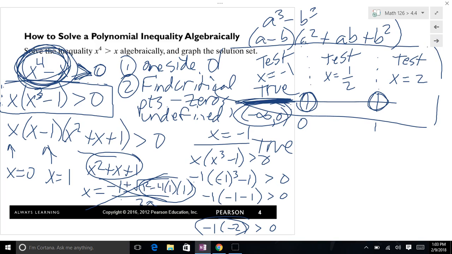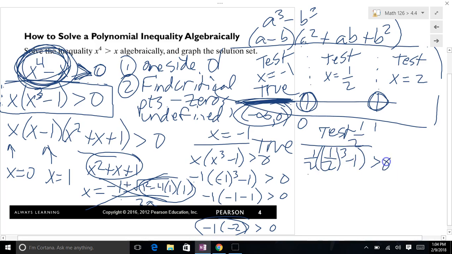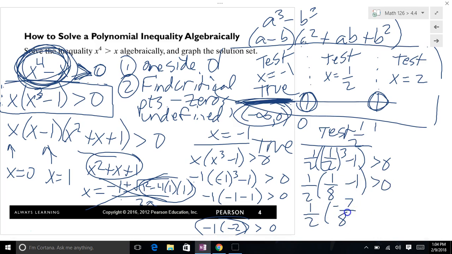Okay. And we throw in a half. So test half. So I got a half times a half cubed minus 1. Is this greater than 0? I got a half times an 8 minus 1. Is that greater than 0? I got a half times negative 7/8. Greater than 0. I got negative 7 over 16. So is this negative 7 over 16 positive? No, that's a negative number, so false.